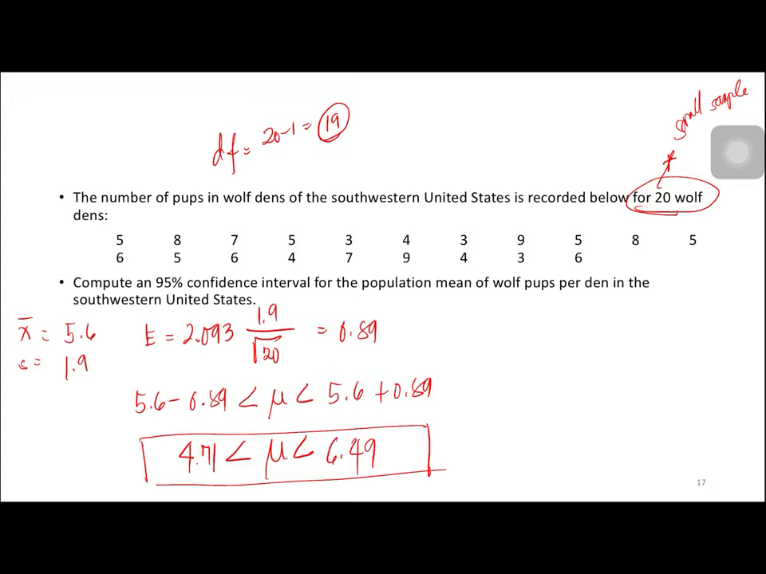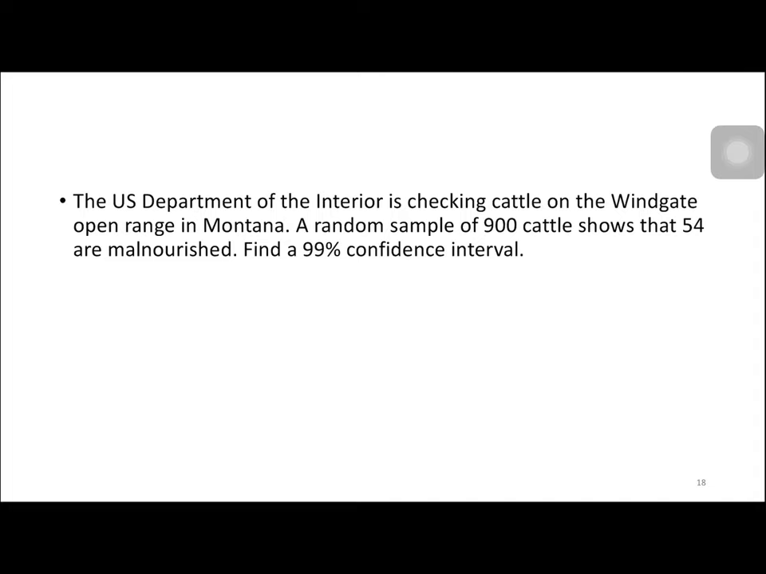Okay, so another one. The US Department of the Interior is checking cattle on the Wingate Open Range in Montana. A random sample of 900 cattle cows shows that 54 are malnourished. Find a 99% confidence interval. Okay, so here we need to compute for the confidence interval for P. So we have there our p hat is equal to 54 over 900. Okay, so we have 54 divided by 900 is 0.06. So our q hat is equal to 0.94.